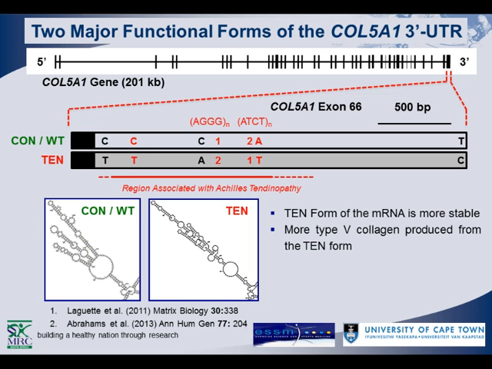Interestingly, bioinformatics tools have also shown that if you have the control genotype motif, you have a completely different structure of your COL5A1 3' UTR end compared to your tendinopathy genotype profile. So the data is hinting that there seems to be a functional relationship between the 3' end of the COL5A1 gene and risk for Achilles tendinopathy.